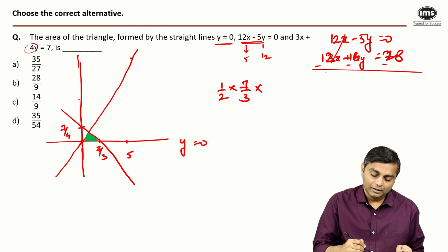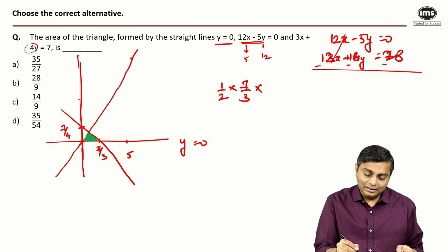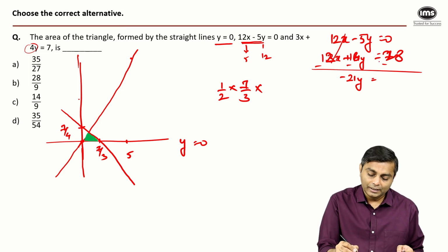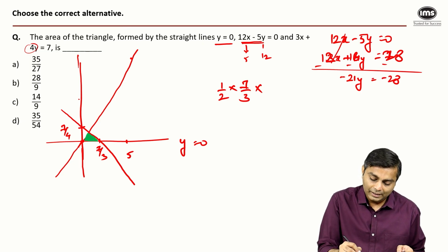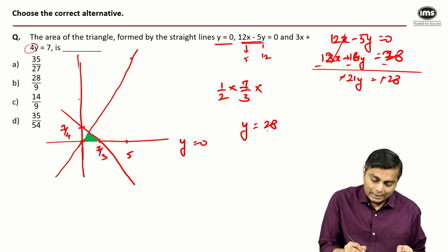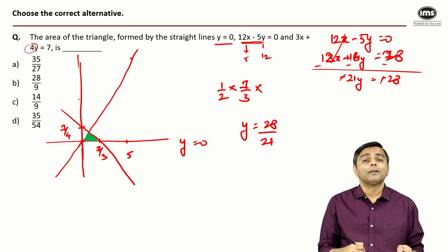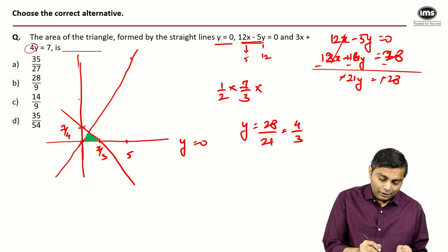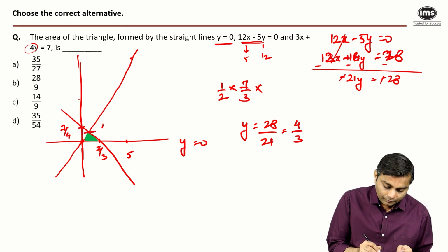So, 12 and minus 12 will cancel. Minus 16 minus 5 is minus 21y is equal to minus 28. So, minus 28, obviously, we can cancel this. So, y is equal to 28 upon 21. We can cancel this with 7 to get a 4 by 3. So, the y coordinate of this point is 4 by 3.